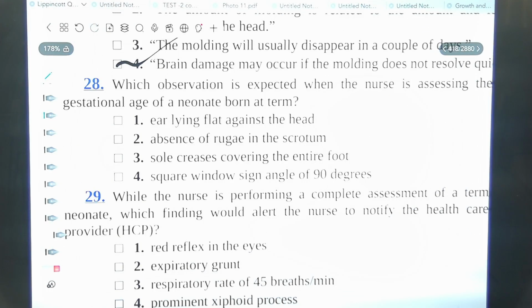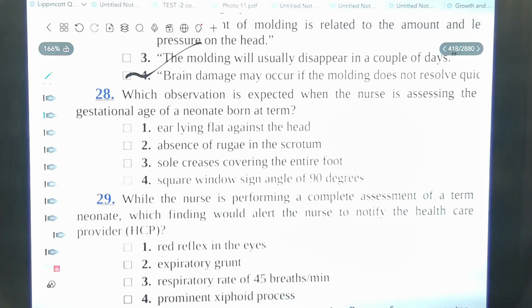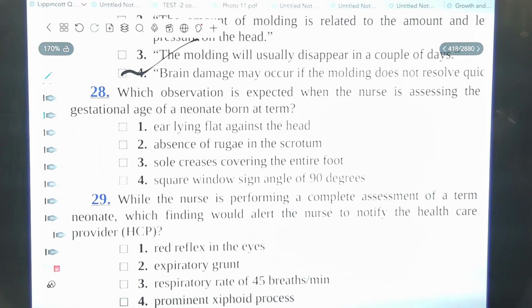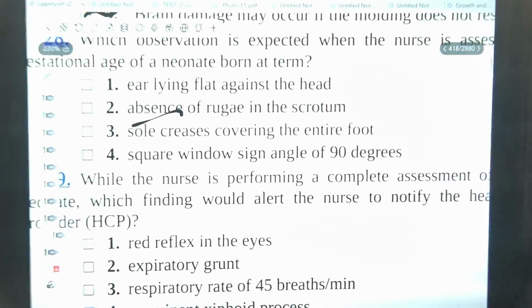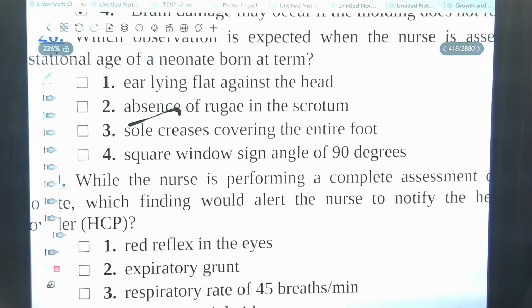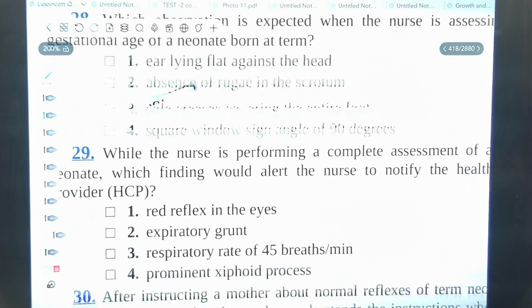Now 28th question. Which observation is expected when the nurse is assessing the gestational age of neonates born at term? So we are talking about expected observation. So which will be the right response? Sole creases covering the entire foot is the right answer, and this is the normal finding of a normal neonate.